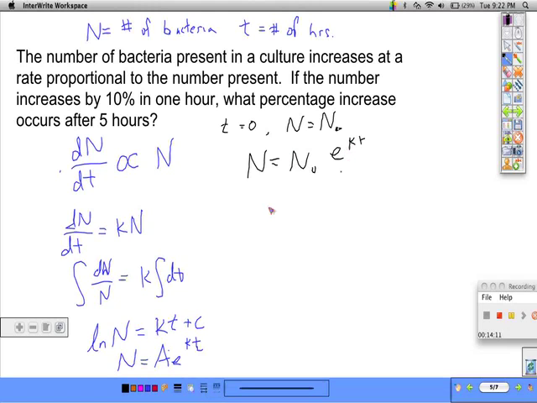And we're also told that the number increases by 10% in 1 hour. So if the initial amount is n sub 0, that means that after 1 hour there will be 1.1 n sub 0 present. So 1.1 equals e to the k. K is equal to the natural log of 1.1.